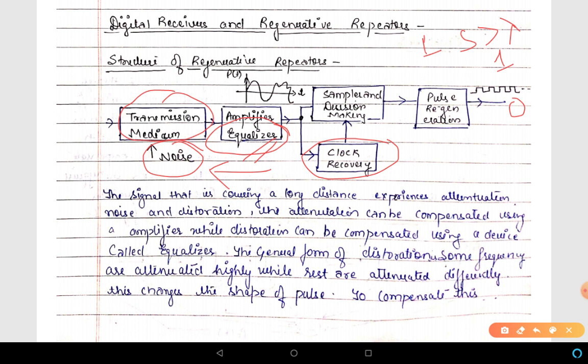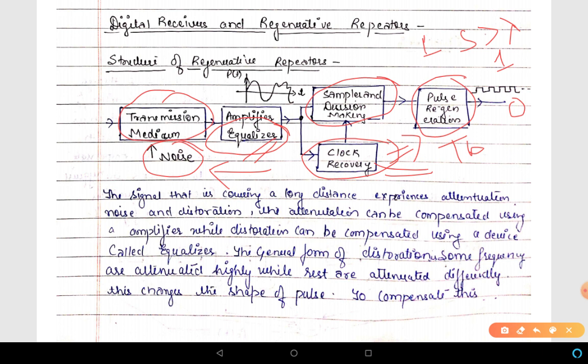So now where to take the decision, that particular instant has to be known. How will we know what that particular instant is? That is useful in decision making, and this is done through clock recovery. And we'll discuss in unit 3 that Tb is the instant at which your decision making is optimal, and after that we have the pulse regenerator.